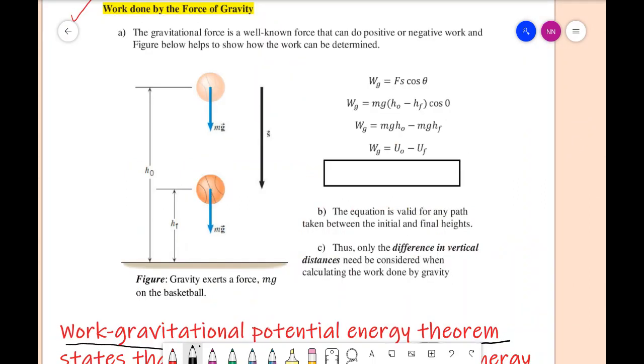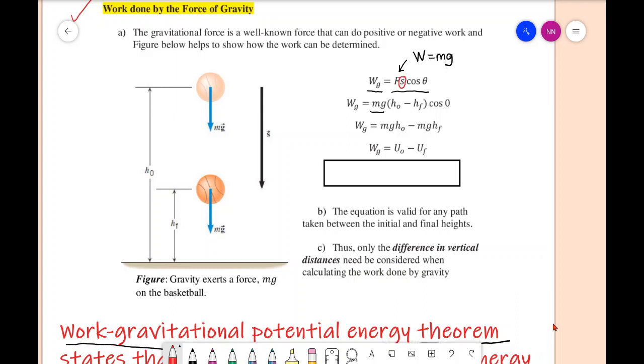Work done by gravity, Wg, equals Fs cos theta, where F is the weight, because this is the work done by gravity, which is actually the work done by the weight. So weight equals mg. So we have work done by gravity equals mg times s, where s is the displacement.